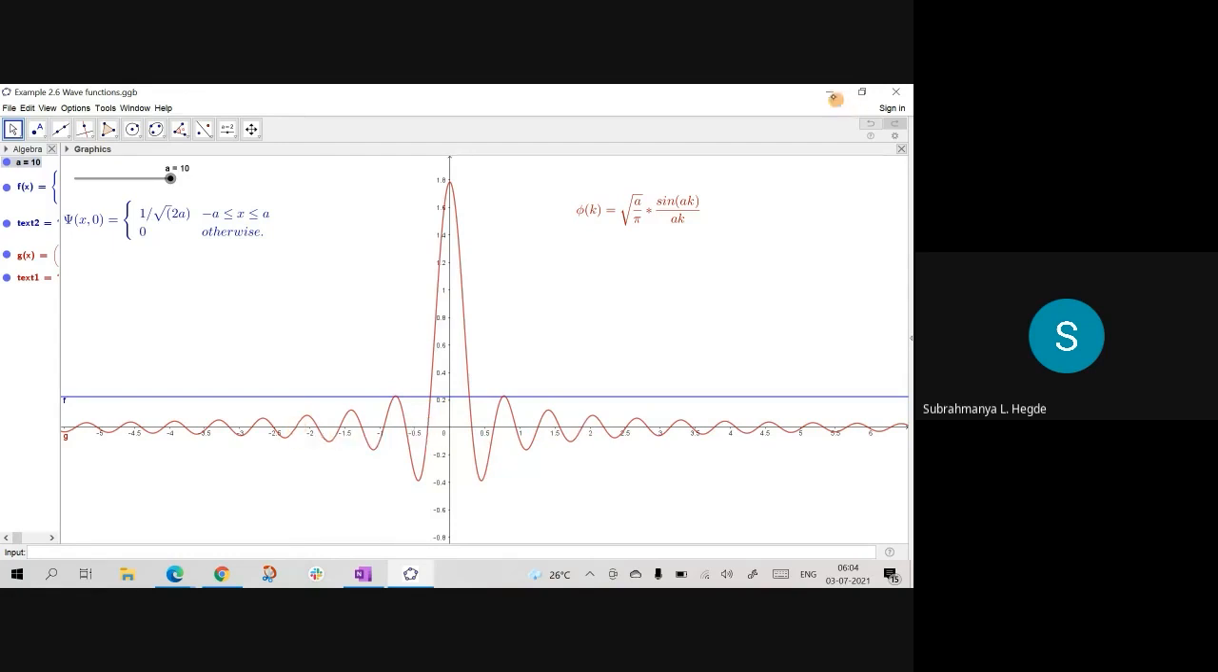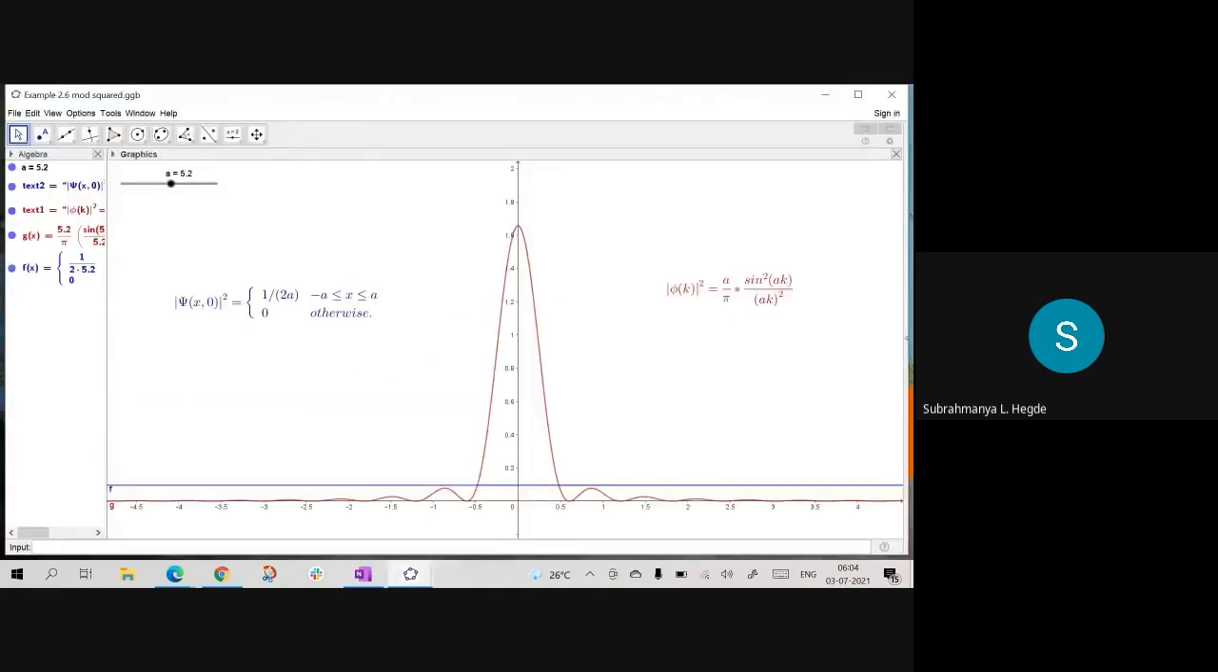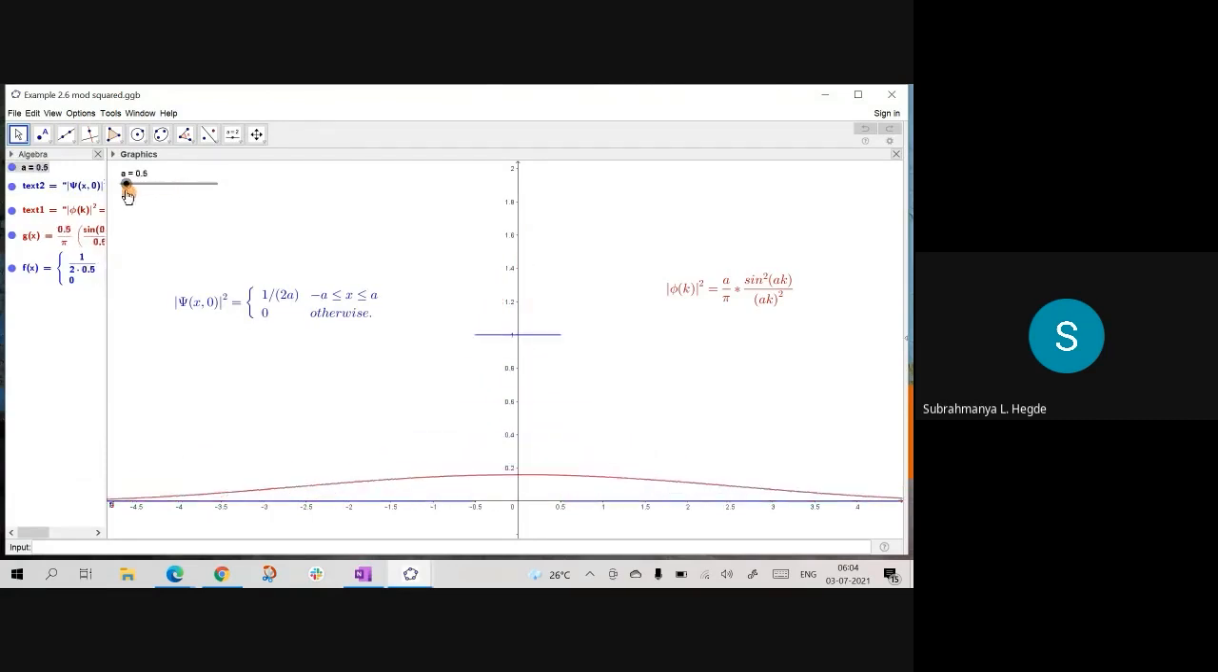Let me take mod psi square. Is that okay? Let me take mod psi square here. Yeah, this is the best idea, isn't it? Now if I want to have a very well defined position here, this is my mod psi square. Can you see this one? Yes, sir. Yeah, so this is mod psi square.